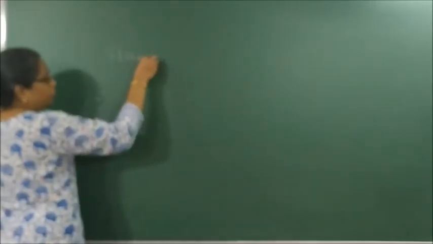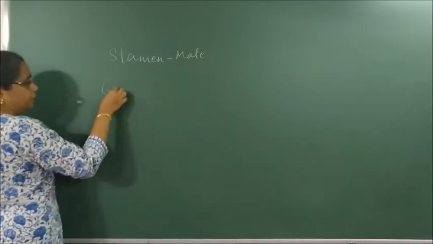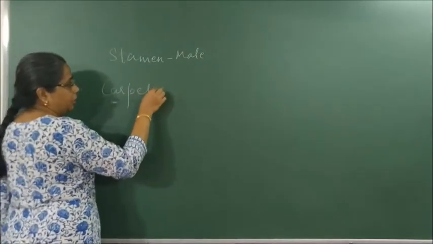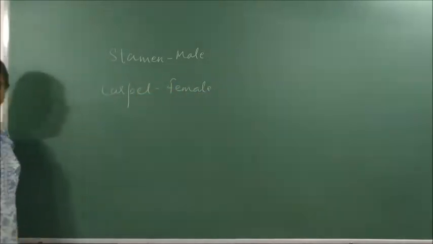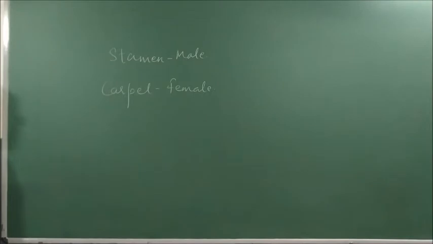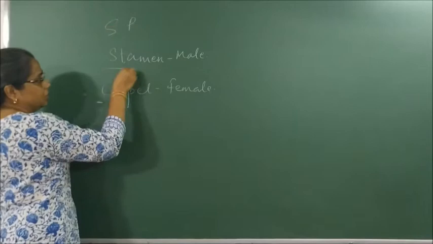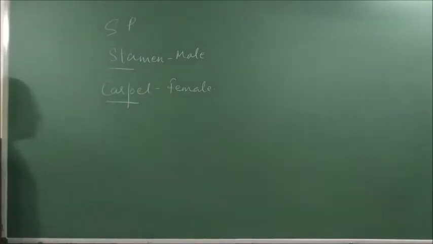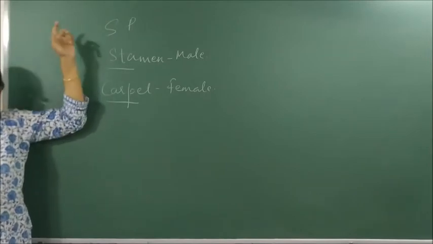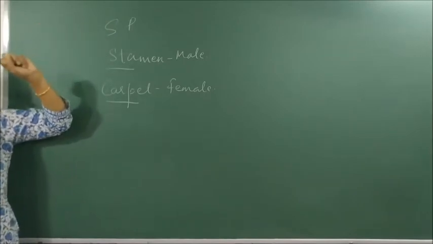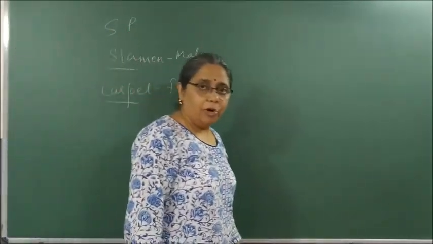Stamen, which is also called the androecium, is the male part of the flower, and the female part of the flower is called what? Carpel. Carpel is nothing but ovary. So what are the four parts of the flower? The four parts of the flower are petals, sepals, stamen and carpel. Sepals are green in color, help the flower at its initial stage to keep it protected. Petals basically are brightly colored to attract insects for pollination.